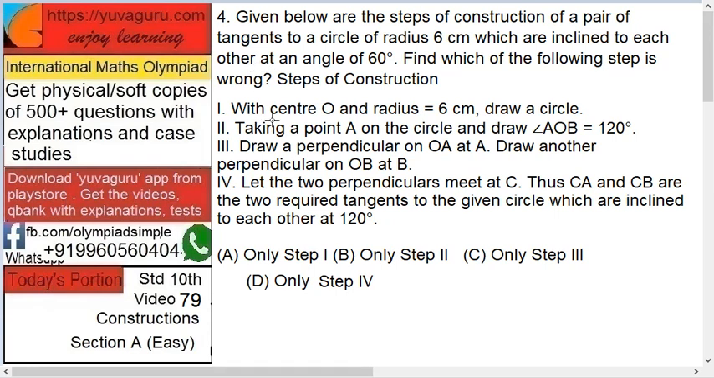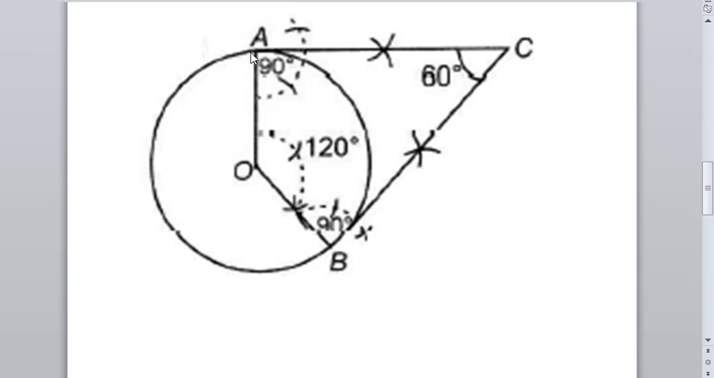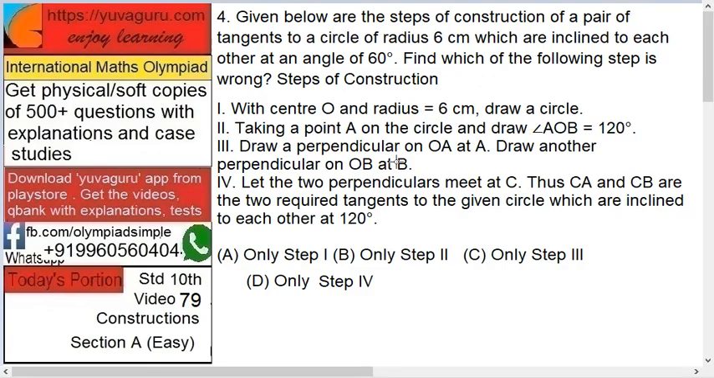So let's start with center O and radius 6. Draw a circle. Take point A on the circle and draw angle AOB of 120 degrees. So take A somewhere over here, we don't know where, anywhere it can be. Then draw this angle AOB using a protractor or a compass, anything. So AOB is 120 degrees and cut it at B. Then draw perpendicular to OA at A, that's okay, and another to OB at B. So step 3 is also correct.